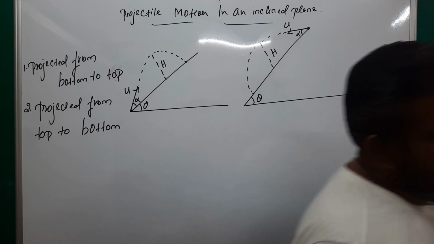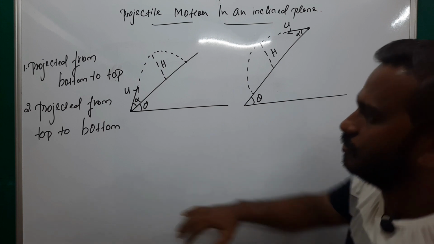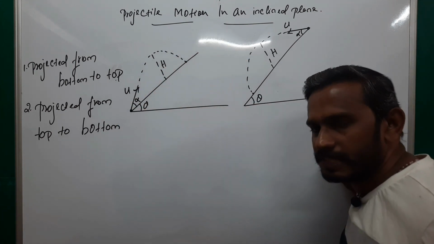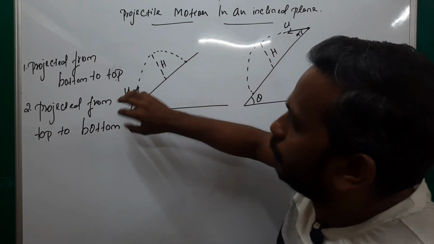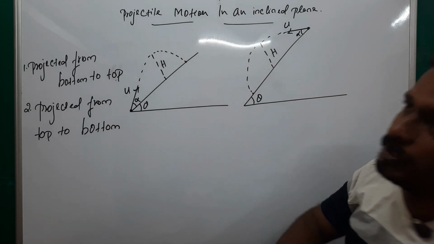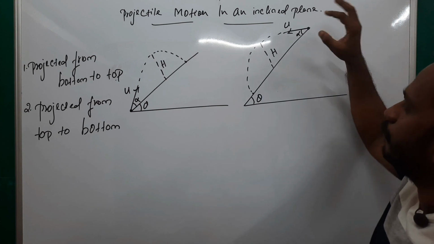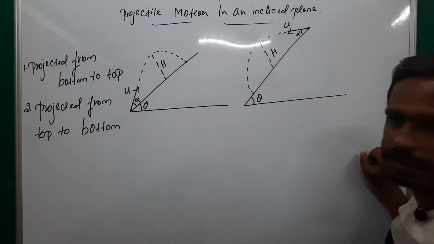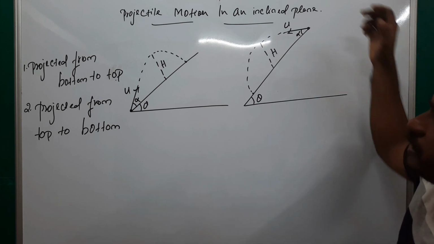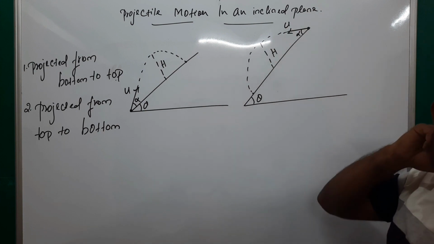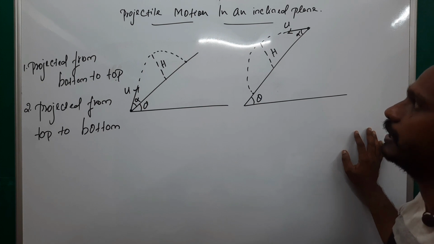So these are the inclined plane, that is the projection at an inclined plane. Clear? So this is an inclined plane which makes an angle theta. So we have to project. The first case is a projectile projected from the bottom of the inclined plane to the top. The second one is at the top of the inclined plane, where one projectile is projected with a certain initial velocity and a certain angle, so it reaches the bottom of the inclined plane. These are the two things we have to discuss in projectile motion on an inclined plane.